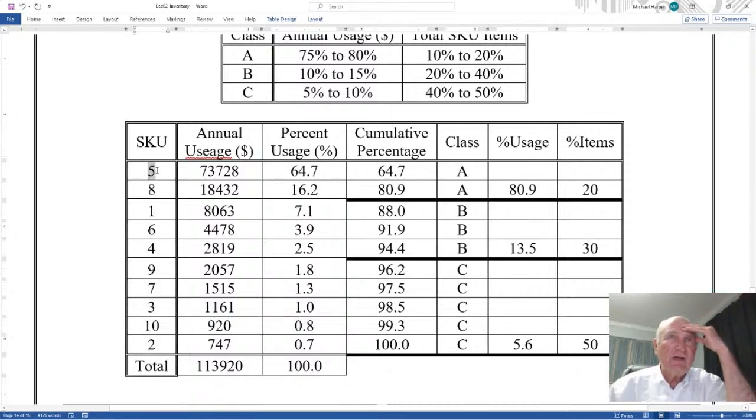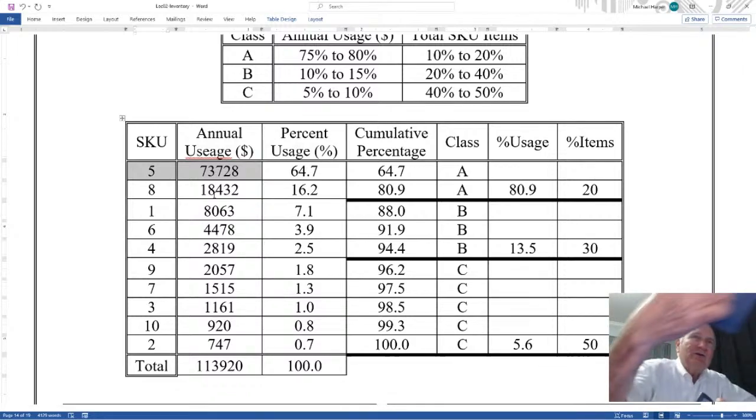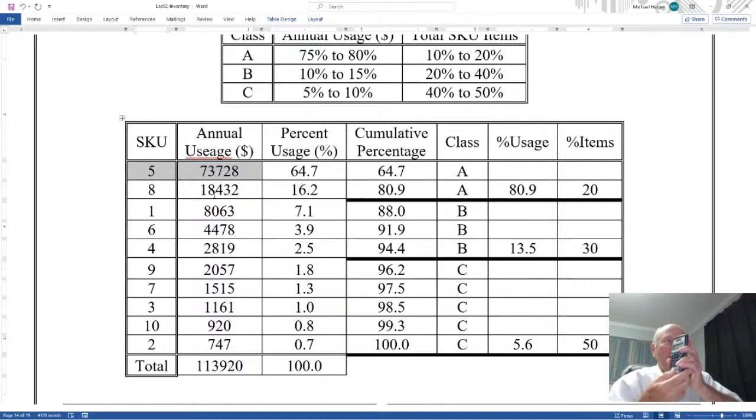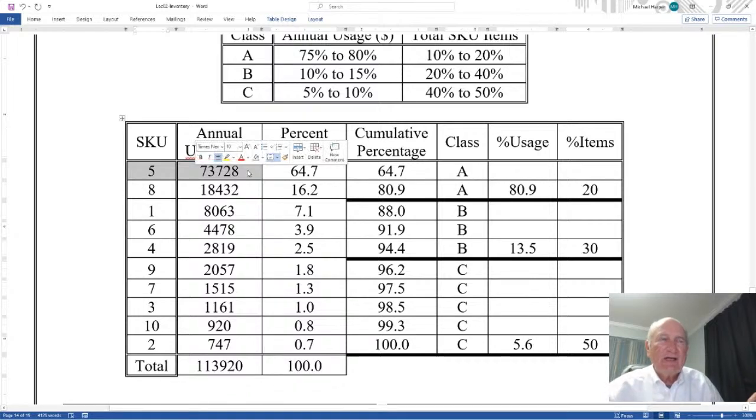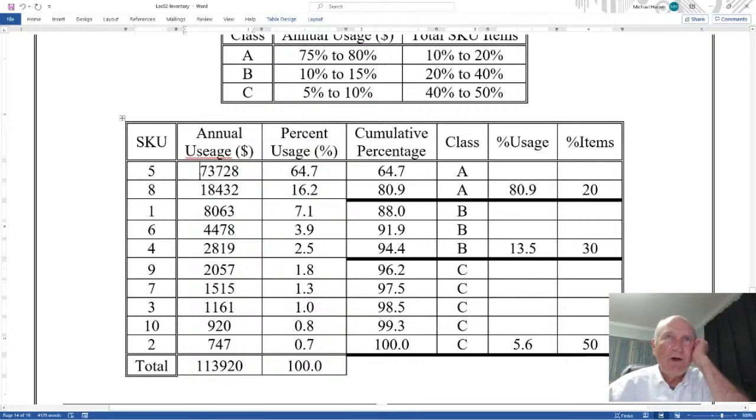SKU 5, stock keeping unit 5, has a usage of $73,728 over a year. This is the turnover in dollars. Here's my calculator. Well, I took off the barcode. Okay, this has a barcode, and this barcode says $73,728 came in and went out over the year. That's my turnover.